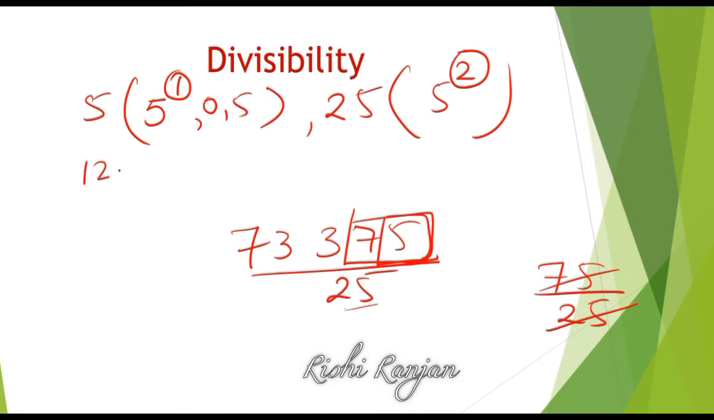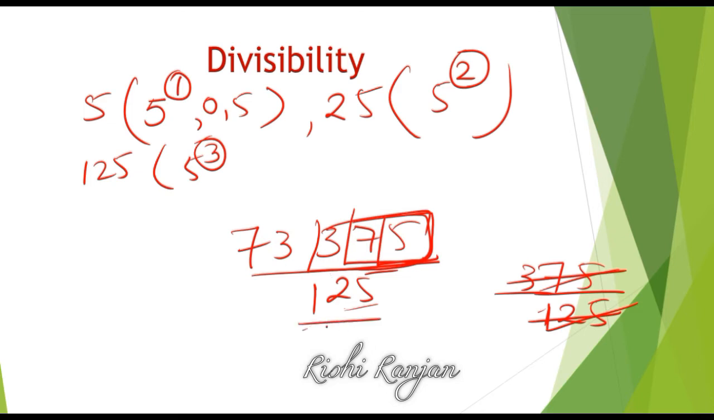Similarly, for 125, I'm going to check the last 3 digits. Let me see. The last 3 digits here are 375. Is 375 divisible by 125? Yes. 125 3s are 375. Because 375 is divisible, 73,375 will be divisible by 125. Checking the last 3 digits. Similarly, for 625, we'll check the last 4 digits.